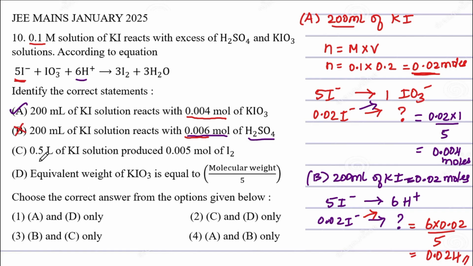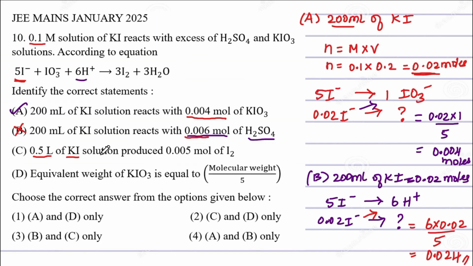So let us see option C. 0.5 liters of KI is mentioned. So let us write that, 0.5 liters of KI. Again volume is mentioned, so find the number of moles. Number of moles equals molarity into volume. That is equal to 0.1 into 0.5, which is 0.05 moles.